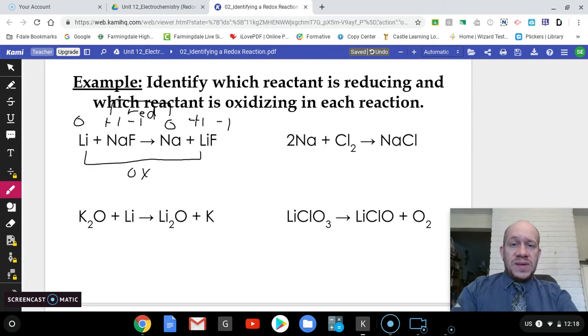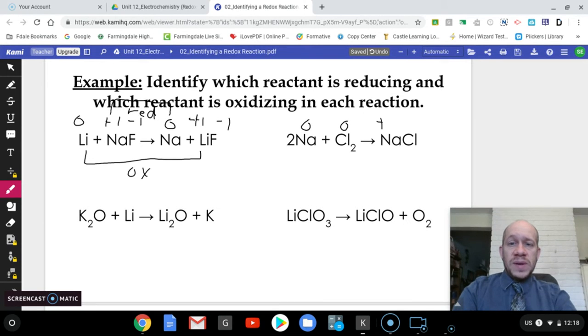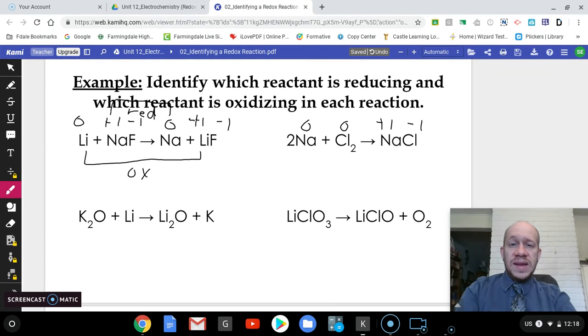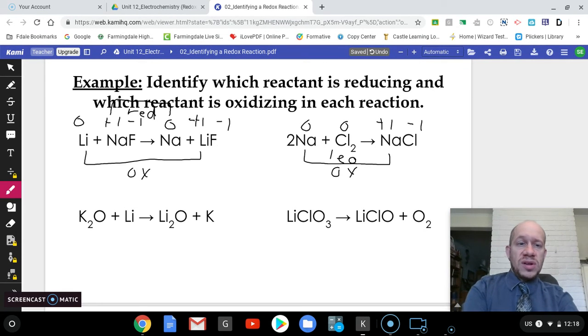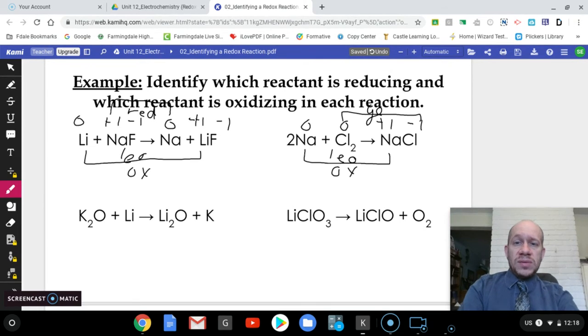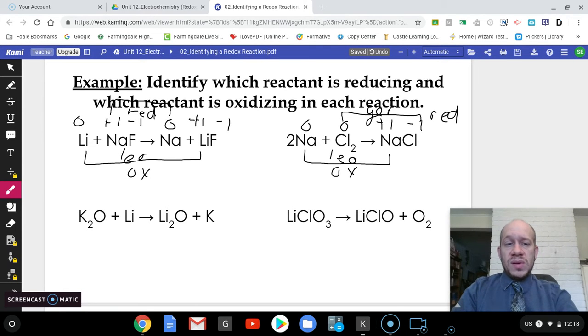On this side, we have sodium is 0, chlorine is 0. Afterwards, we have sodium and chlorine like this. Sodium lost an electron, therefore it was oxidized. That's our LEO. Loss of electrons is oxidation. And chlorine gained an electron. Gain of an electron is reduction. So chlorine was reduced.